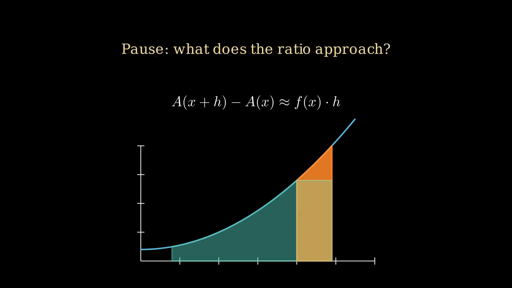Here's a moment to pause and think for yourself. Using that thin strip picture, what do you predict the quantity A of x plus h minus A of x, all divided by h, approaches as h goes to 0? Have a guess before I reveal it.